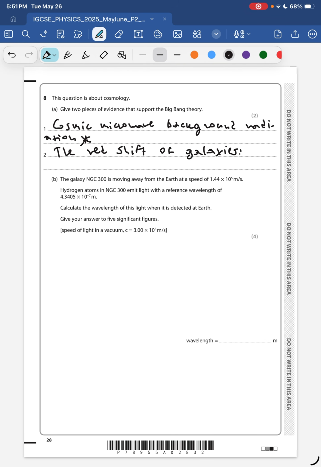Okay, and this shows that the universe is expanding. So the universe is expanding, which means that it originated from a single point. Okay. B, the galaxy NGC 300.